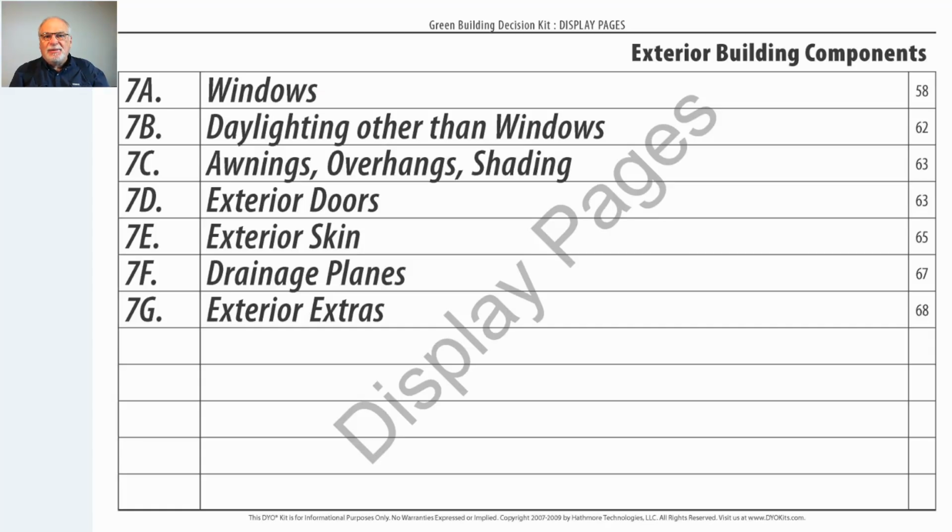My name is Ken Reed, and we are now looking at exterior building components, the wall display page from the DYO Green Building Decision Kit. And in that we'll be looking at windows under 7A.